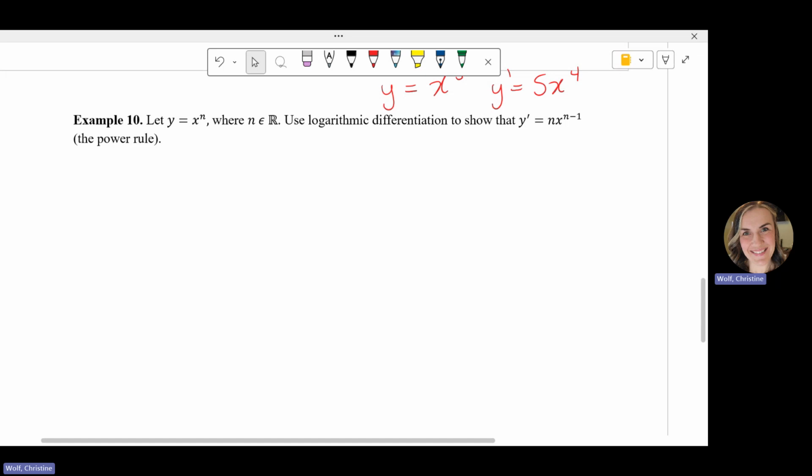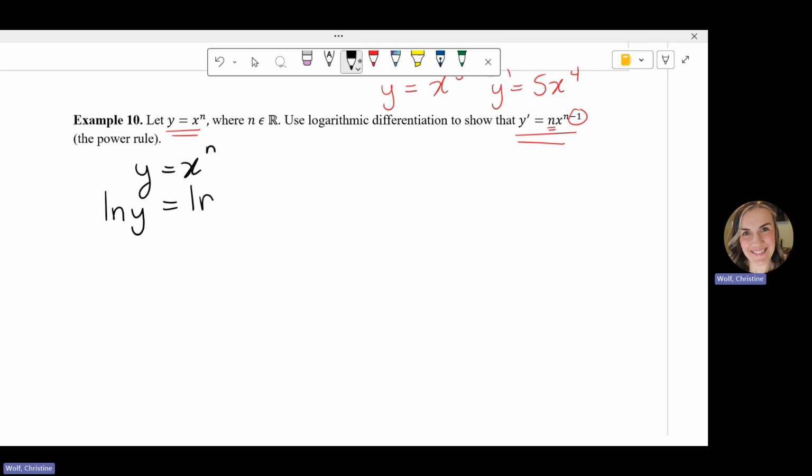Okay. So let y equal x to the power of n, and we're going to prove that the derivative means that the n comes down in front and then we subtract 1. That's the power law. We are going to prove it using algebra. So to prove it, we start with our equation given. To prove this, we're going to use what we just learned, the logarithmic differentiation, that we just did for 4 examples. It's fresh in our heads.